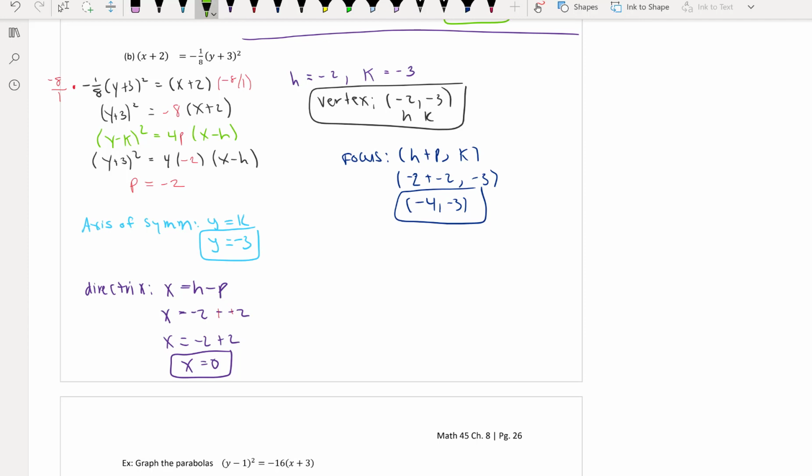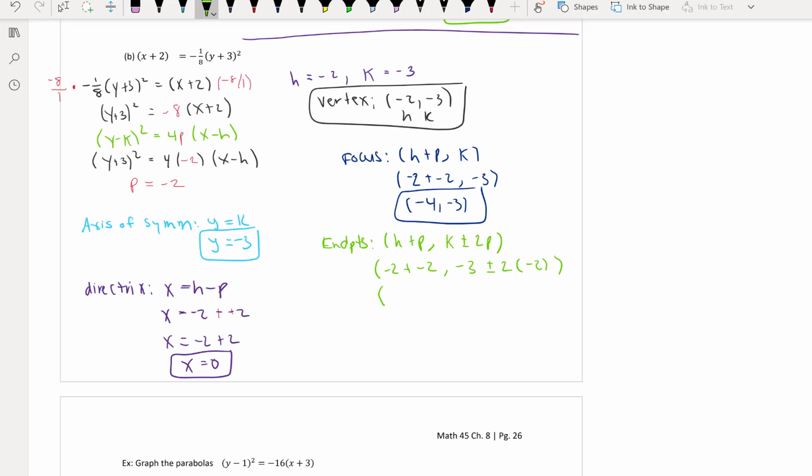And now the last thing I want to think about is my endpoints. My endpoints, and I've double triple checked it, I have written it correctly. It is h plus p, comma, k plus or minus my 2p. So we're just going to plug in these values. So my h value is -2, plus my p value, which is a -2, my k value, -3, plus or minus 2 times my p value, which is -2.